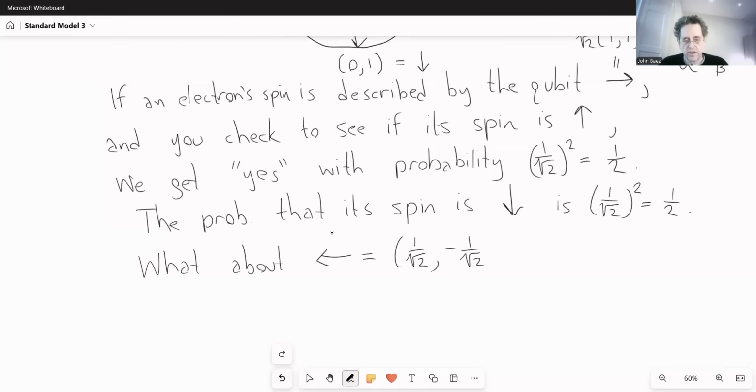So the probability that you will see it spin up when you check to see if its spin is up will be the absolute value of alpha squared. That is the absolute value squared of that first number in that little list. So that's 1 over square root of 2 squared. It's a half again.